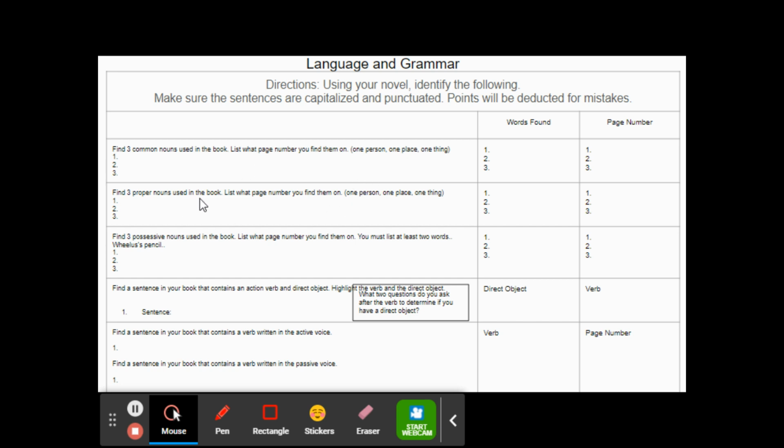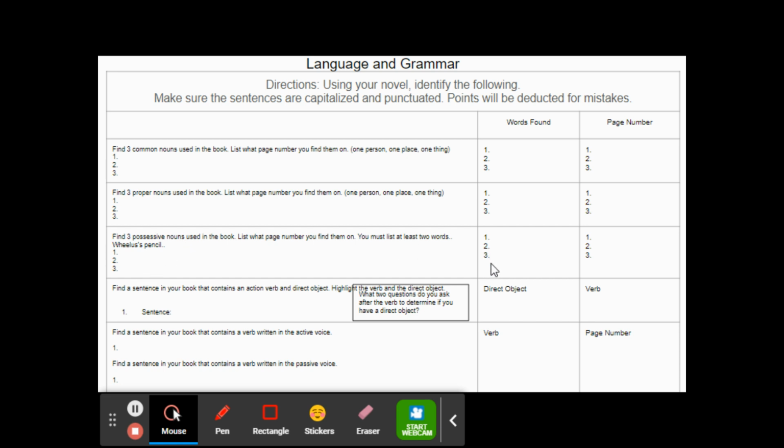List 2 proper nouns. Same theory. Word found, page number. This says find 3 what? Possessive nouns. What does a possessive noun do? Shows ownership. You're going to find 3 possessive nouns.